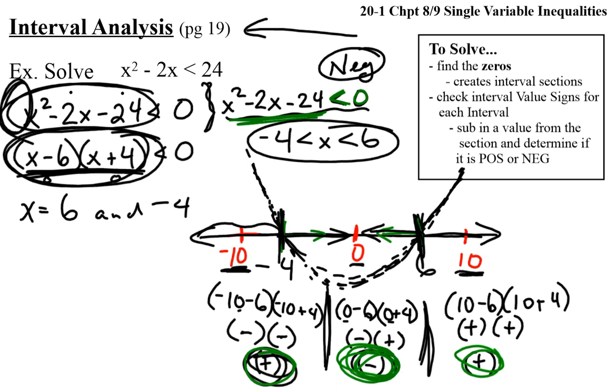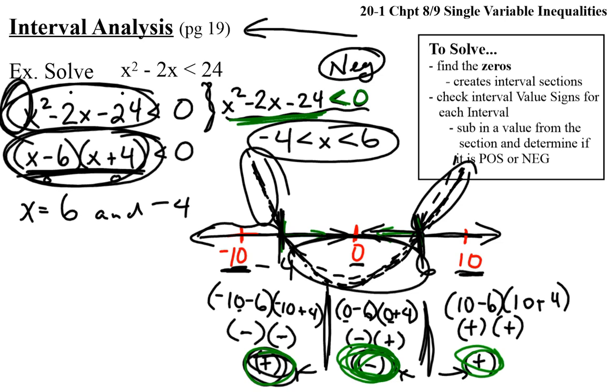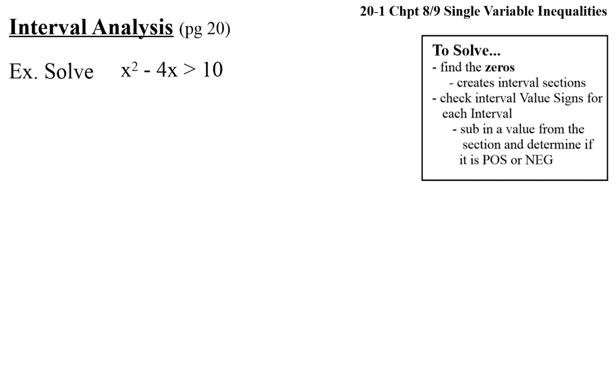Some people like to just use test points. Some people like to visualize what the graph is going to be and see, oh, here's where it's negative below, here's where it's positive above, and then figure out their x values from there. Last one, page 20. Let's give this one a try. On page 20, this one's going to be a little trickier. I'm sorry, but you got to do some thinking.